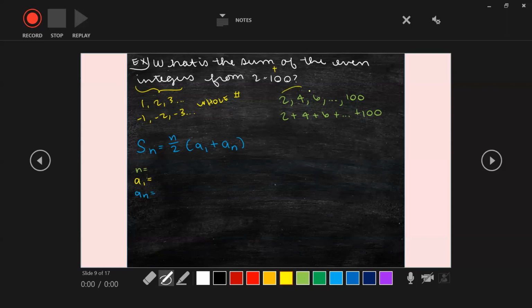So if we're looking at this series, can we identify anything? A sub 1, what's a sub 1? 2. Now the things that we don't know is we don't know how many terms are in the series. We don't know how many there are. We know this is going to be the first term, the second term, the third term, or a sub 1, a sub 2, a sub 3, and so on. But we don't know what this guy is.